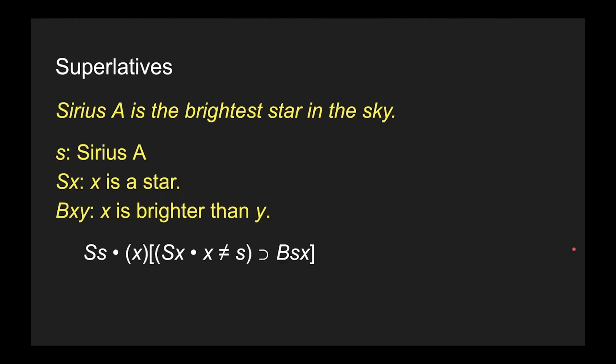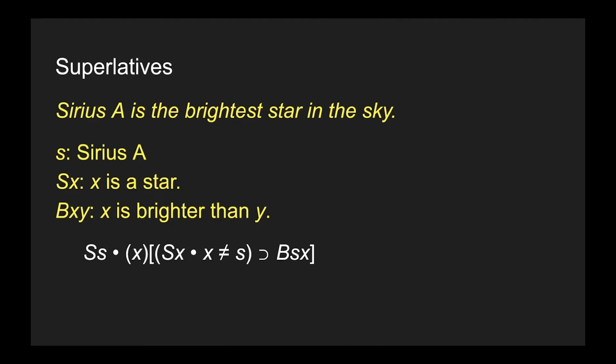Next, we have superlatives, and superlatives are statements where something is the highest, the best, the brightest, the most, the maximum quantity of a particular quality or a particular property. So here's a given example of a superlative. Sirius A is the brightest star in the sky. That's the superlative. It's the brightest.